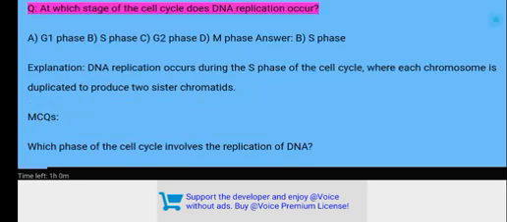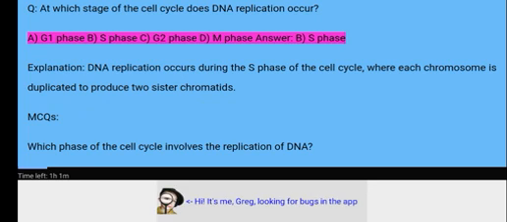Solved previous year question. Q. At which stage of the cell cycle does DNA replication occur? A. G1 phase, B. S phase, C. G2 phase, D. M phase. Answer: B. S phase.